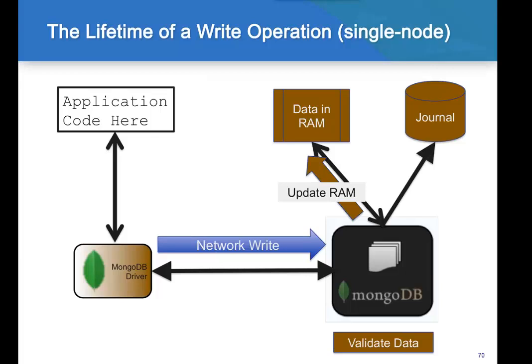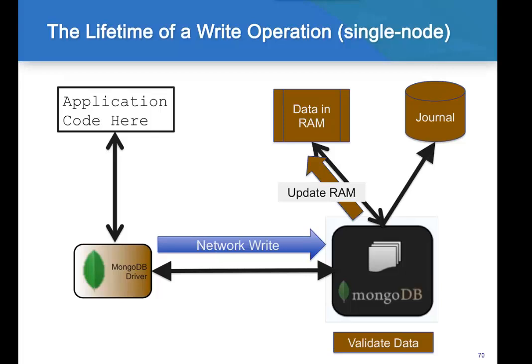Once all that validation is done, MongoDB then writes those changes to the in-memory copy of that document. So that's the data in RAM. So it's made the changes, and any subsequent read will see those changes. But this is not yet durable, because if the node crashes at this point, then that data in RAM hasn't necessarily made it out to disk.